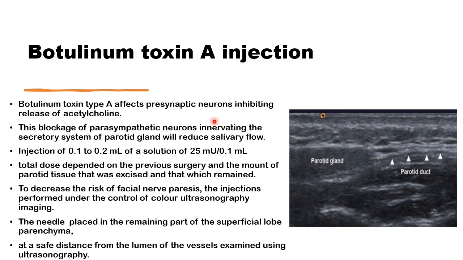The usual dosage would be injecting 0.1 to 0.2 milliliter of a solution of 25 mouse units in 0.1 milliliter. So the maximum dose will be about 50 mouse units. This would inhibit the presynaptic release of acetylcholine and reduce the parasympathetic activation of the gland and the flow of saliva for up to 6 months, usually somewhere around 3 to 4 months.